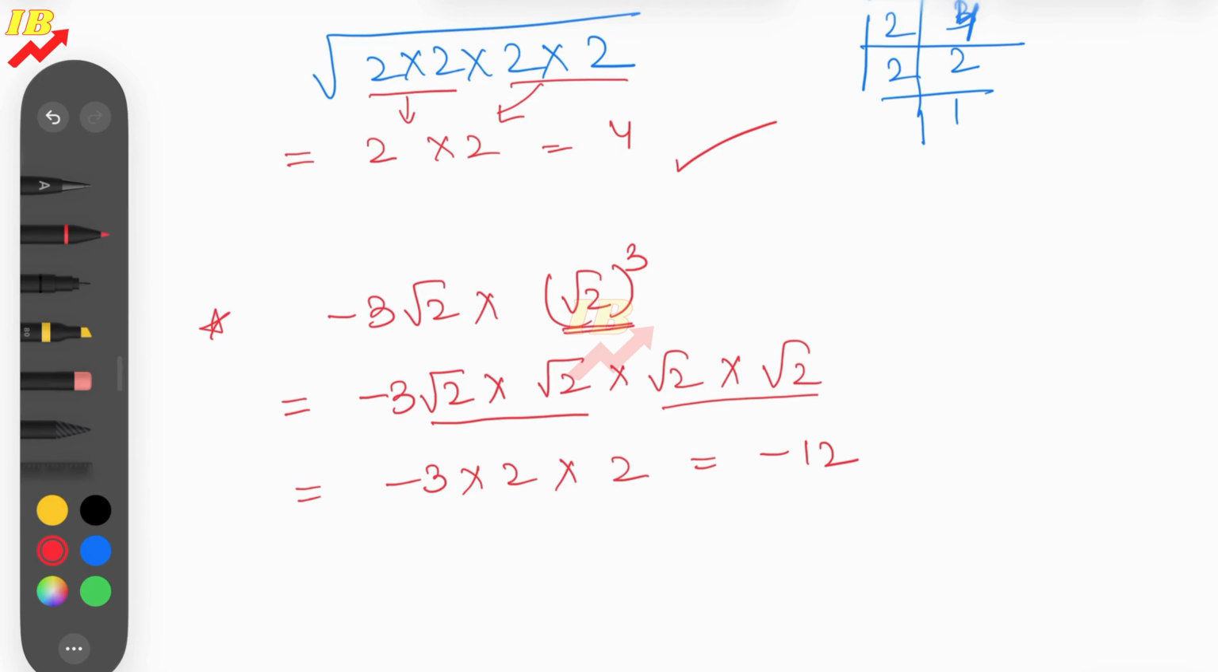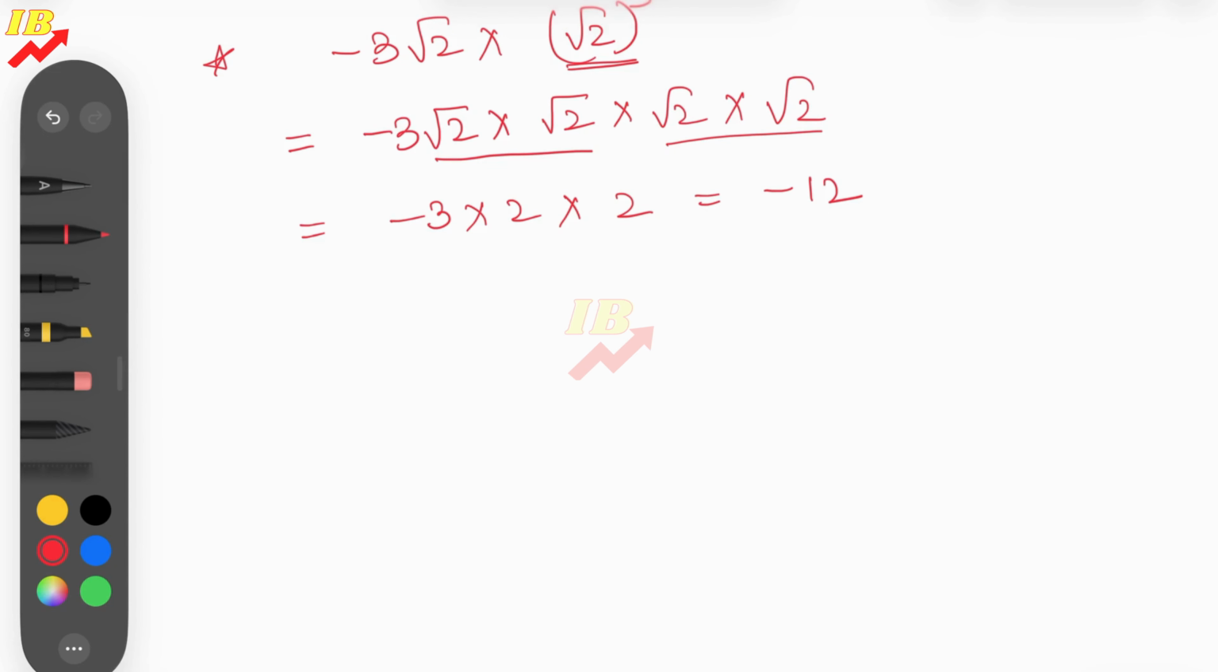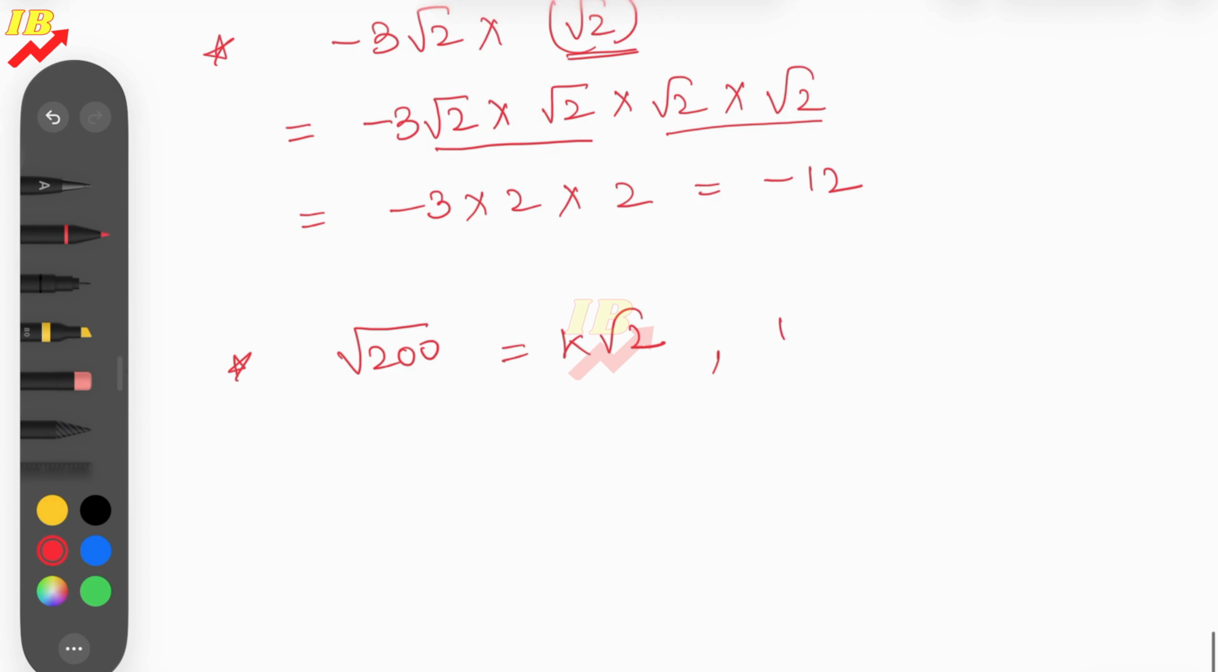Let's take another example. I just want you to write all these things in a different way, in the simplification way, right? This is a very common question amongst different curriculums and different schools. So I just want you to take this as the main question. If I'm writing root 200 and I want you to write it in k root 2 form, what will be the value of k? That's an interesting one.